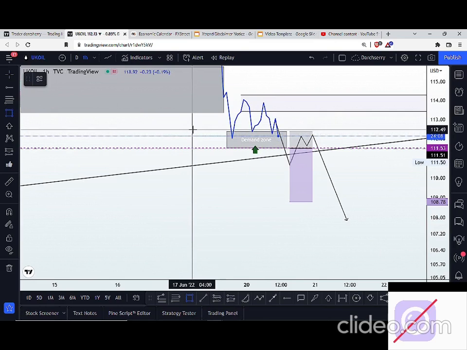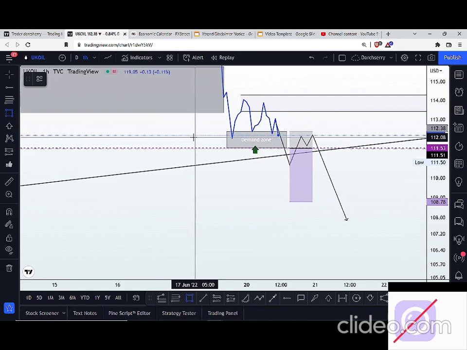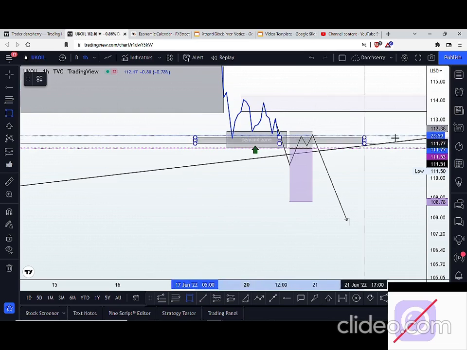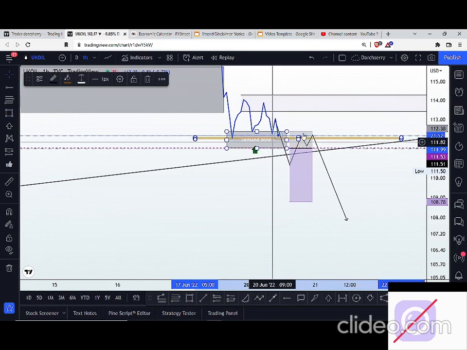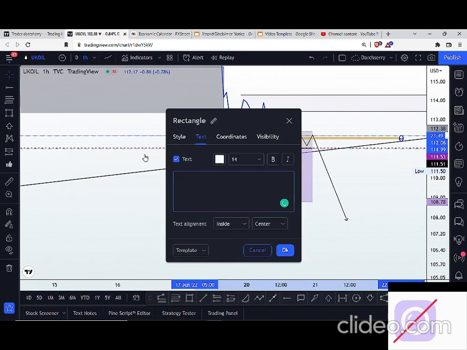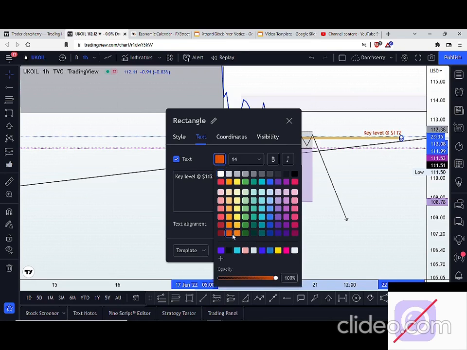With the key level sitting at $112, I think $112 would be most appropriate at this point. So let's place that $112. We have a key level sitting at $112, and we always paint our key level in gold. Let's label this for the sake of clarity: key level at $112, and let's place it on the right side of our screen.